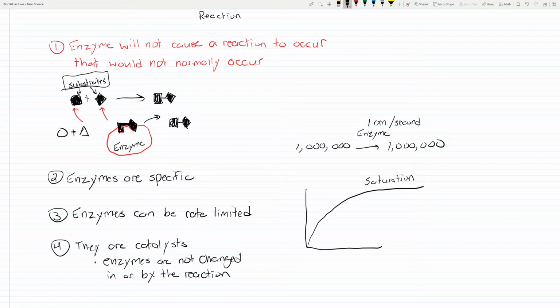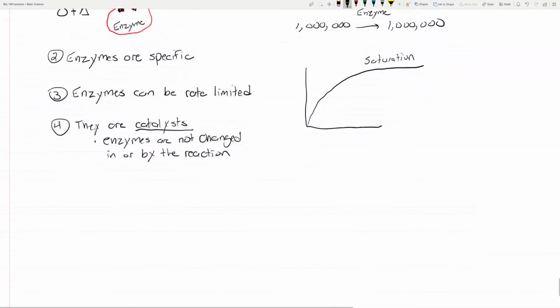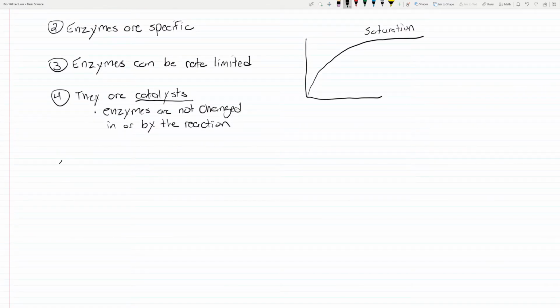Only the products and only the reactants are changed in a reaction. The enzyme itself isn't, and the reason is because it is a catalyst. Catalysts do not change. They just make the reaction occur faster. Okay. And the fifth thing about enzymes is they can be denatured.